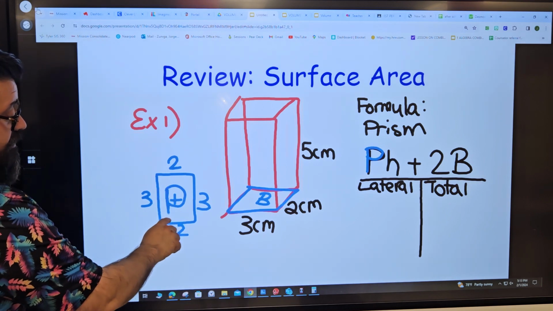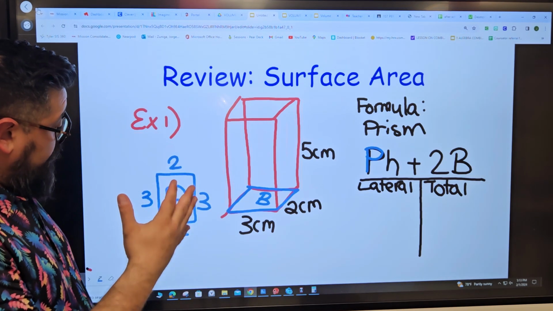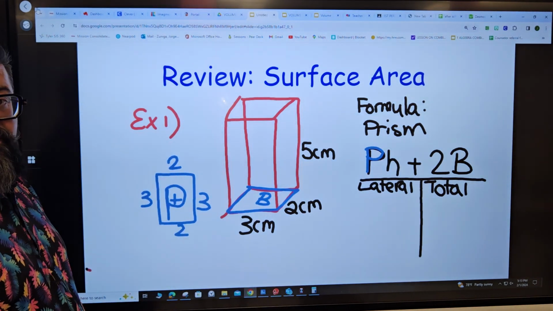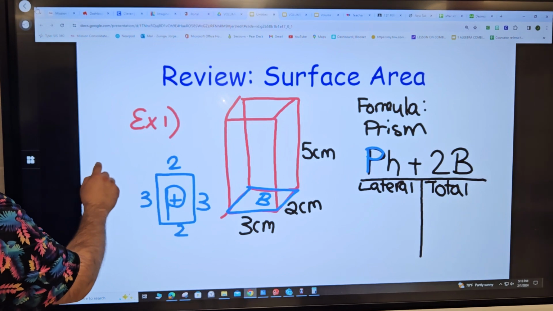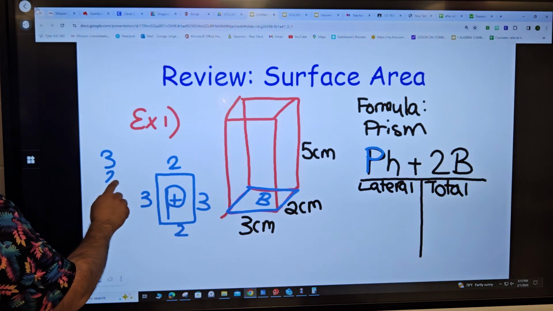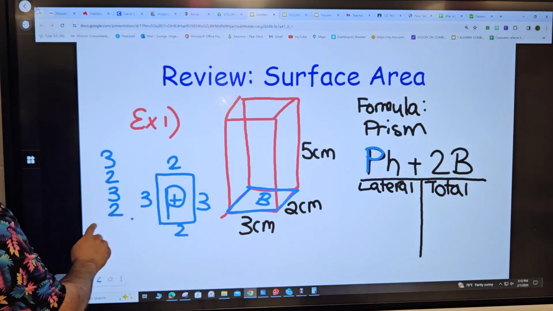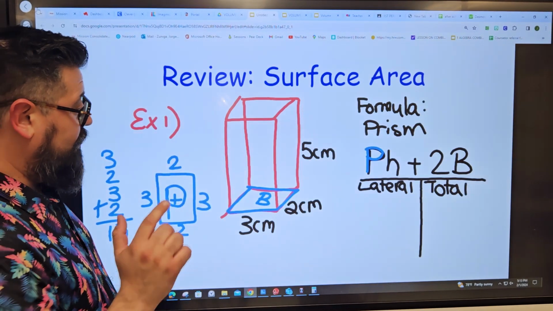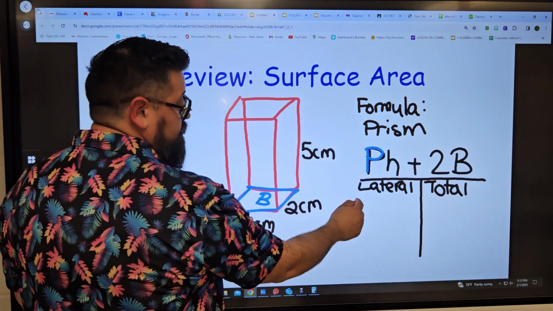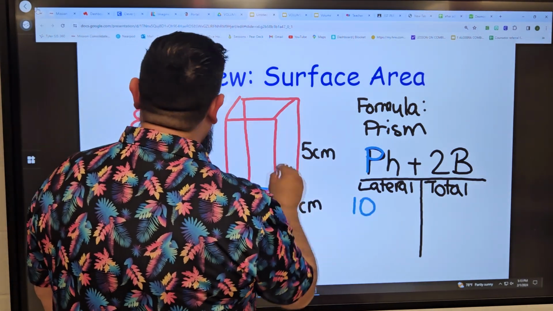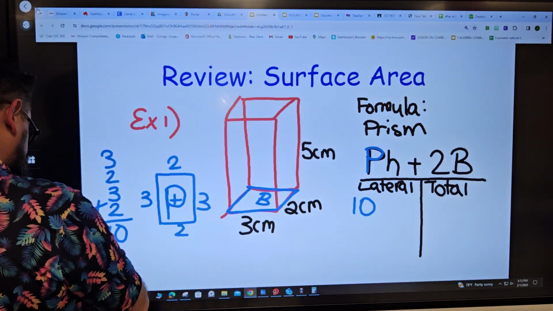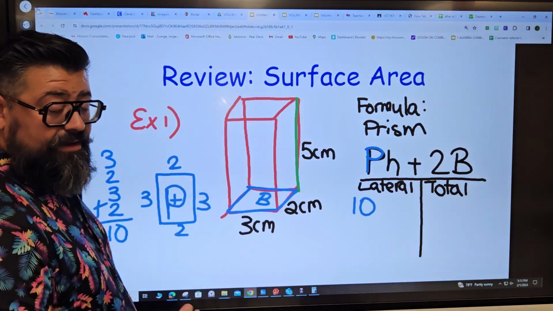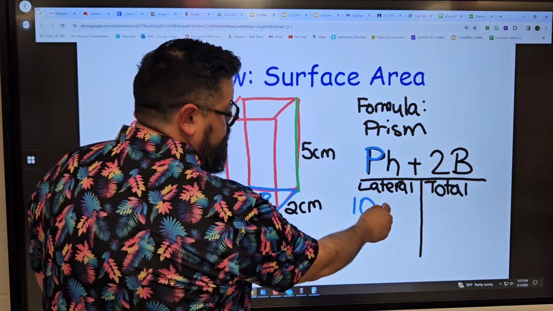So that is the letter P. It's on the base, and we're going to add, right? So 3 plus 2 is 5. And then another 5. This is perimeter. You're going to get 10. All right, so then right here, your perimeter is 10, so we're going to put 10 right there. Now you're going to multiply by your height. So your height's going to be 5. So we're going to multiply by 5.